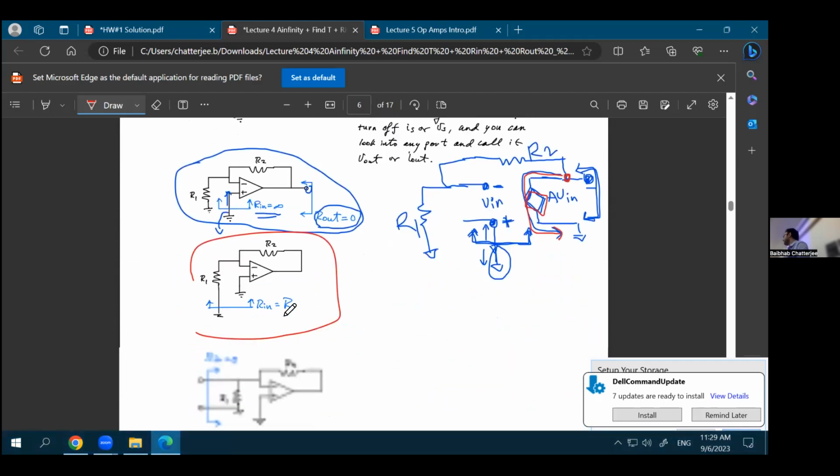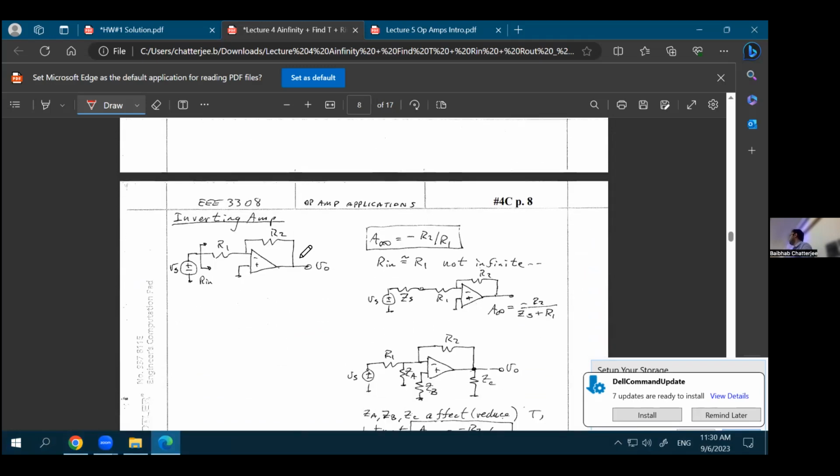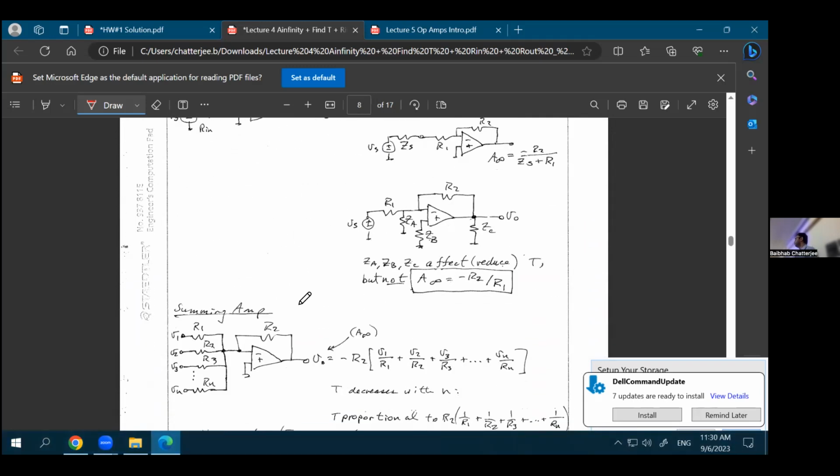So with that, we will stop here. And in the next lecture, we'll look into a few configurations of op-amp, and then we'll start with our next topic.